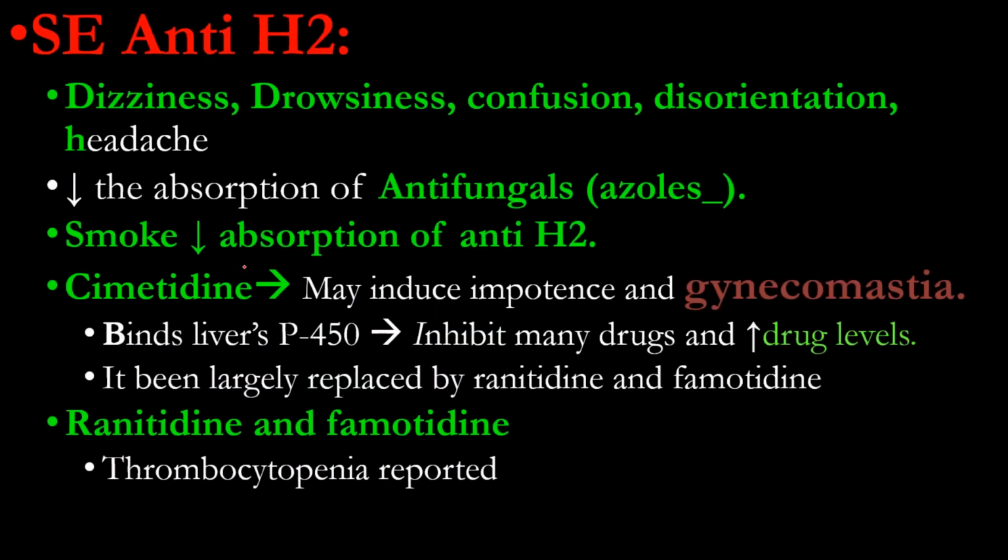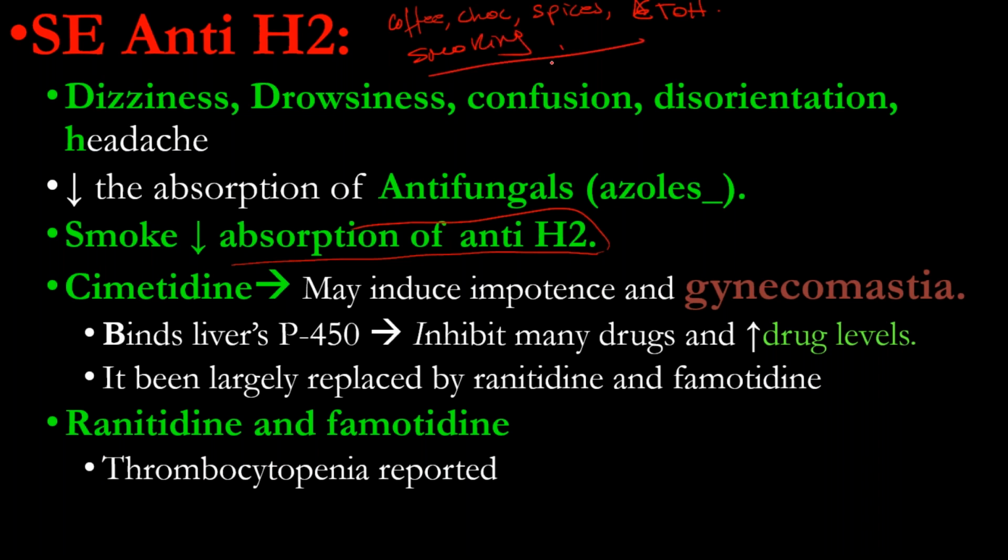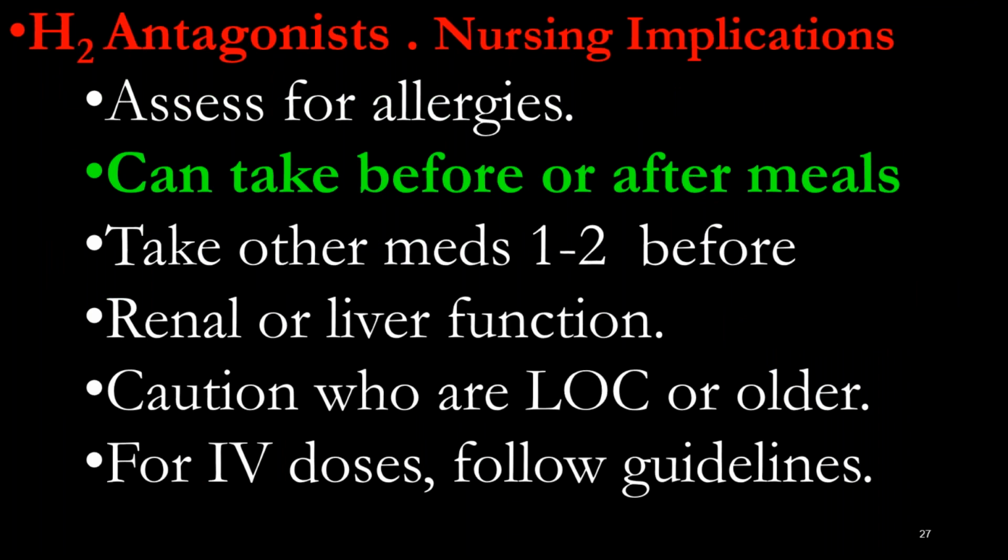Smoking is going to decrease the absorption of anti-H2. So you need to avoid everything that is going to trigger an increase of gastric acid. What is that? Coffee, for example. What else? Chocolate. Spices. Alcohol. Excellent. Hot drinks. Smoking. Okay, so cimetidine produces gynecomastia. We already talked about gynecomastia in the previous class.